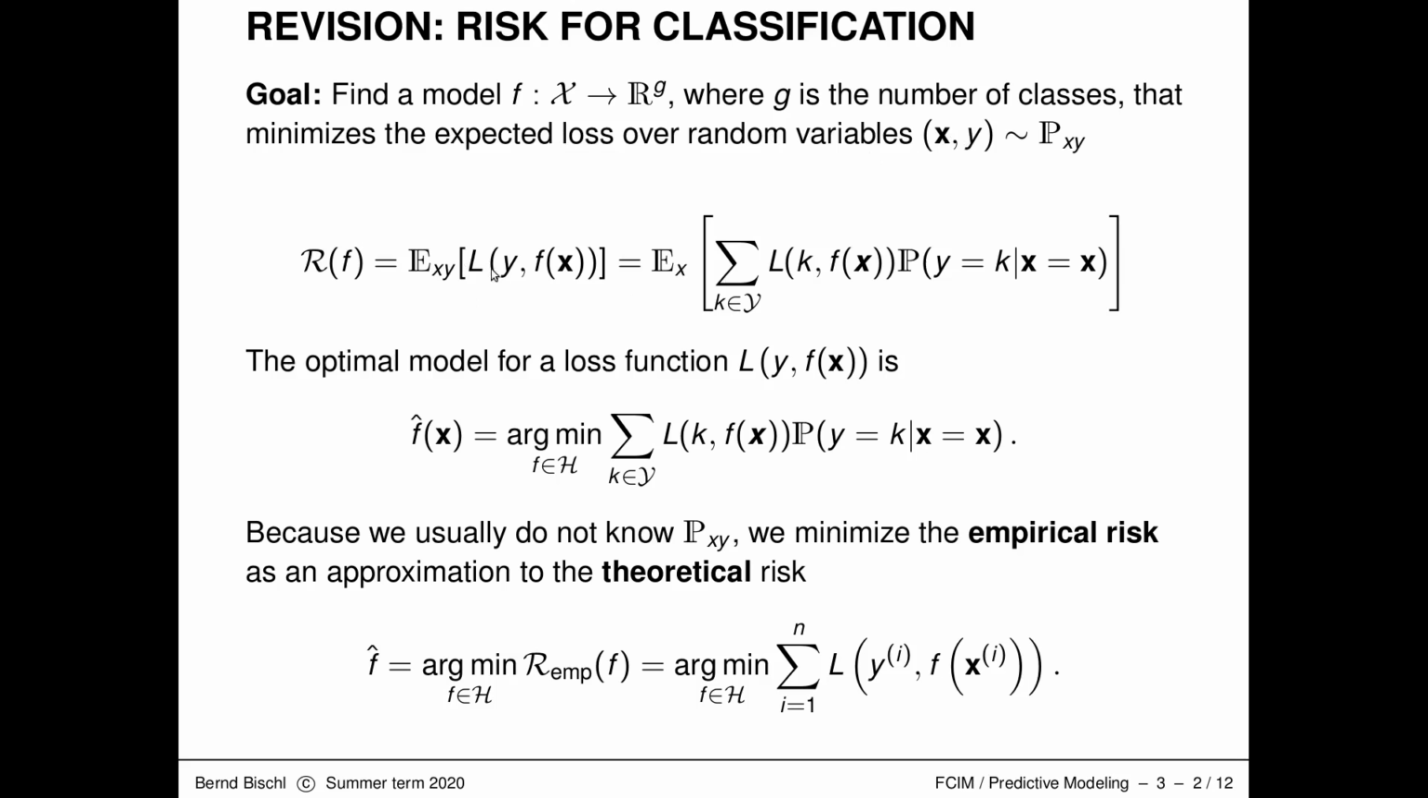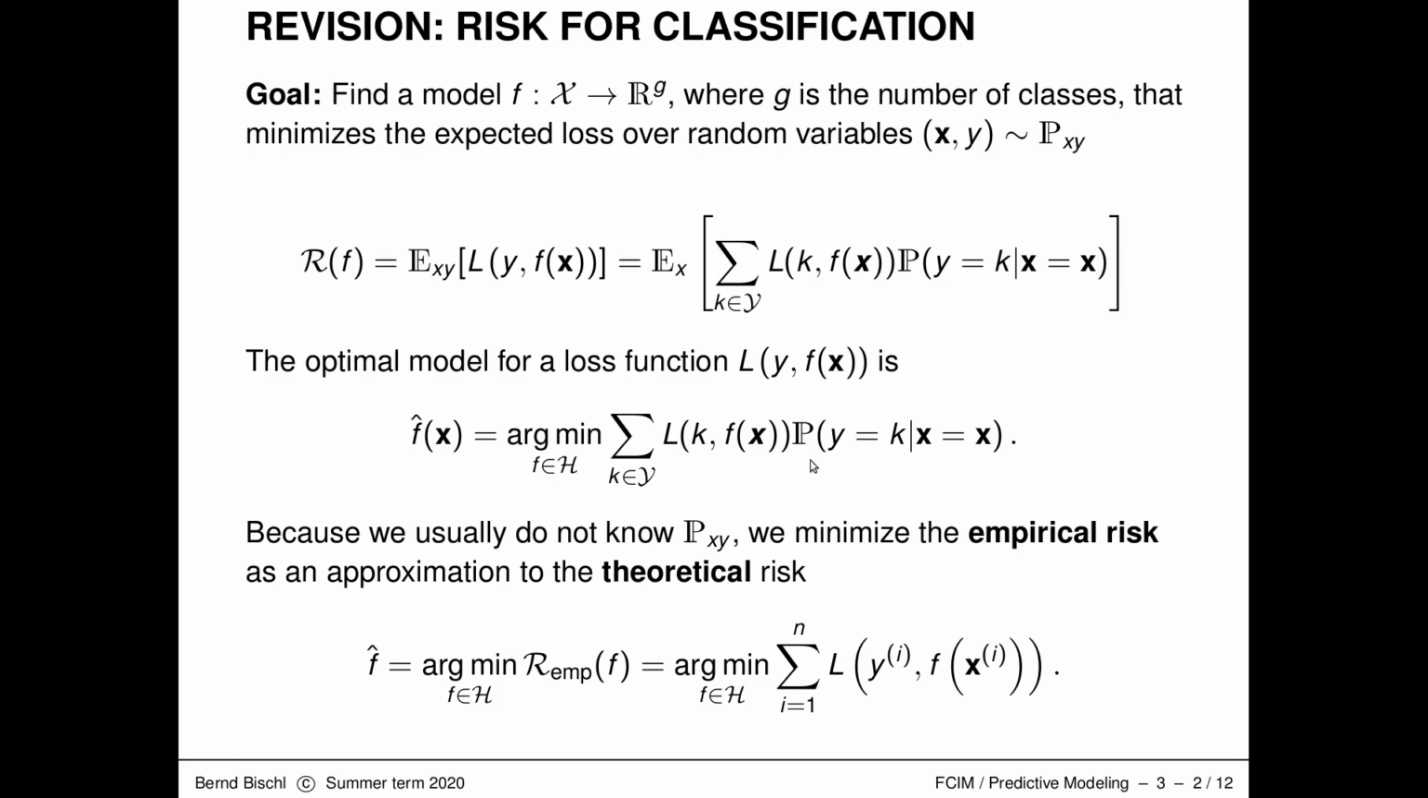And we have already seen in chapter 1 that we can write that in this form, where we are minimizing over our hypothesis space with respect to this term, where we have the posterior probabilities of y being in class k given our feature vector x, times the loss that occurs between our predicted score and a certain class k. Basically, we sum this up over all potential classes k.